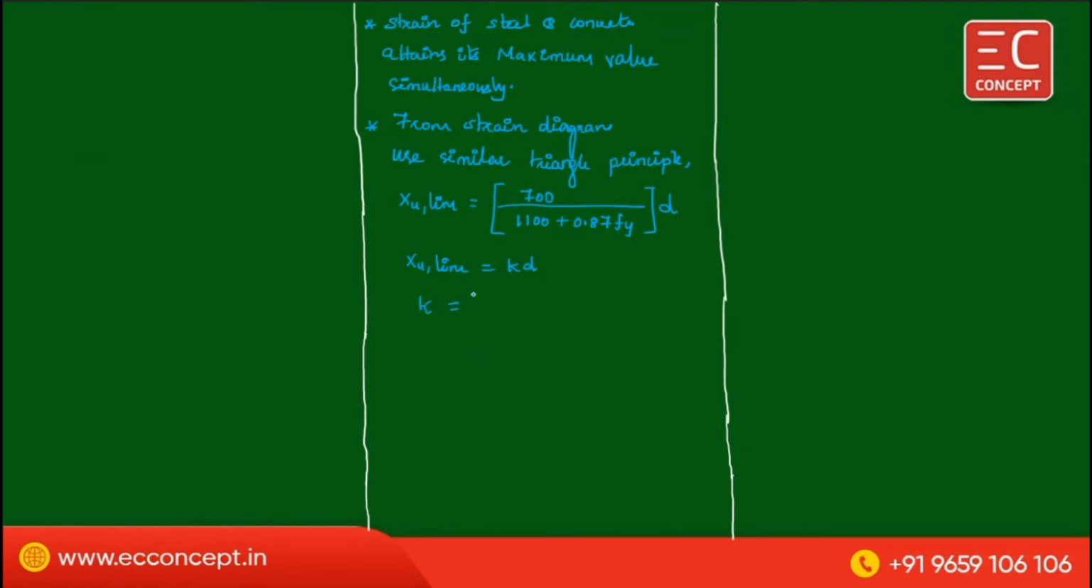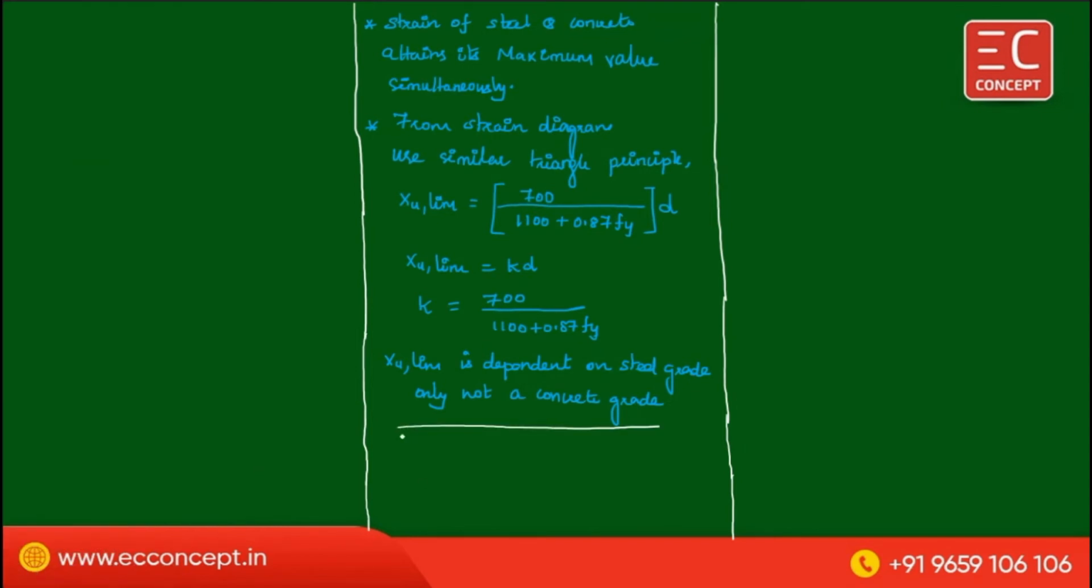Now what is k? k is equal to 700 divided by (1100 plus 0.87 fy). So from that we can write that xu limited is dependent on the steel grade only, not the concrete grade.